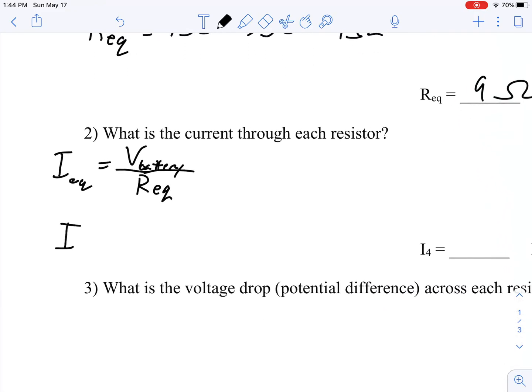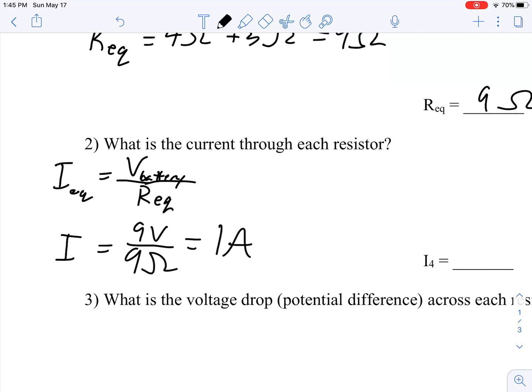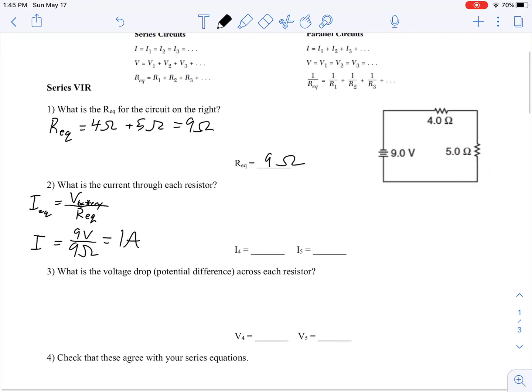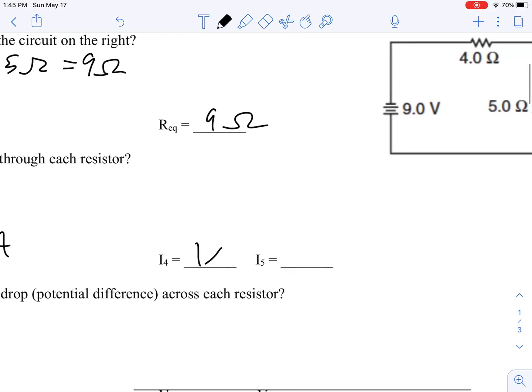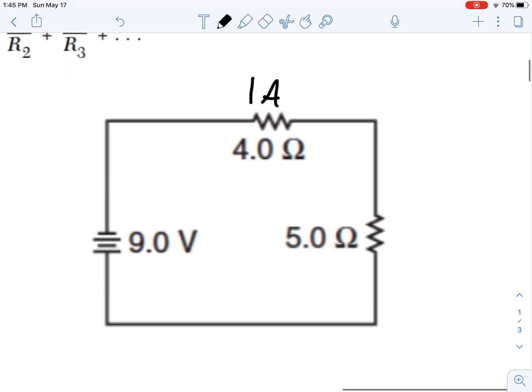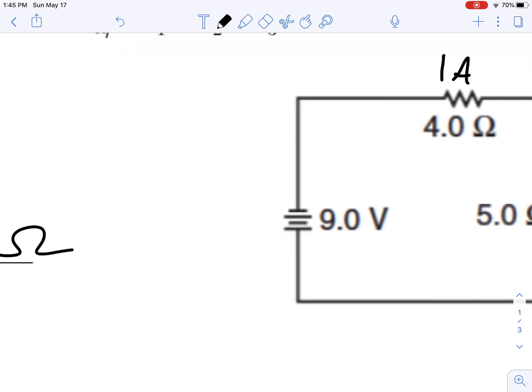So I equals the voltage of the battery, which is 9 volts, over the equivalent resistance, which is 9 ohms. So we get 1 amp. So that's the total current, but that's also the current everywhere now. Okay, so 1 amp. So let's start labeling stuff. The current here is 1 amp. The current here is 1 amp. The current here is also 1 amp.